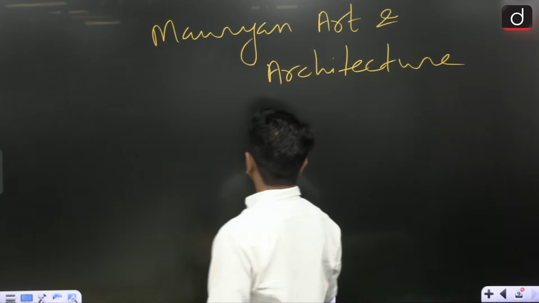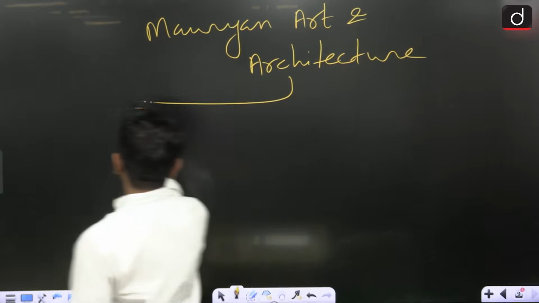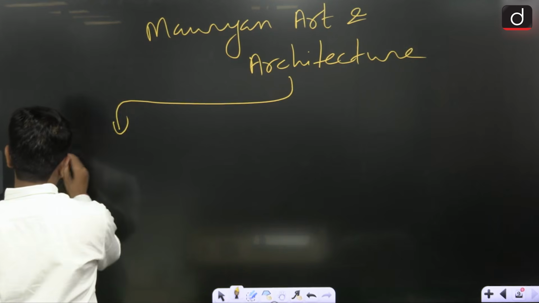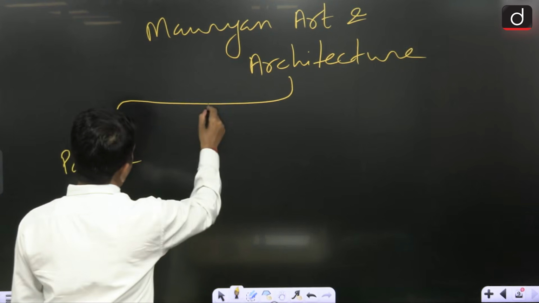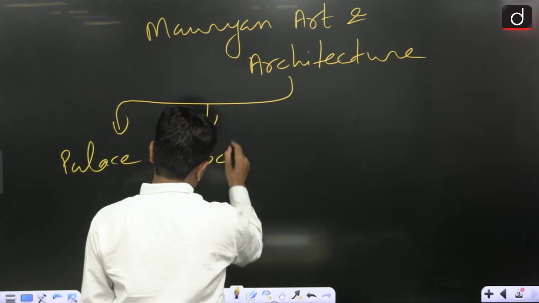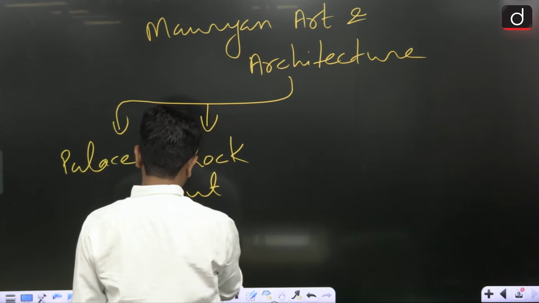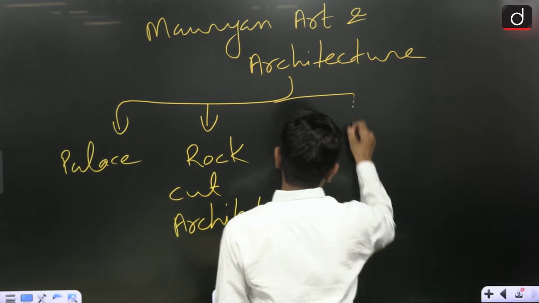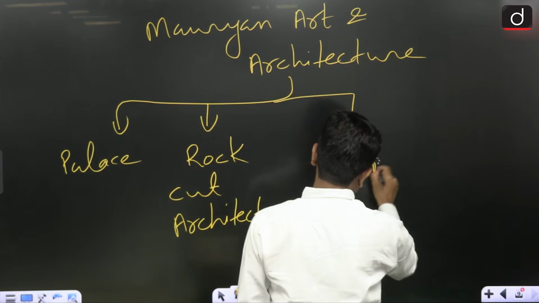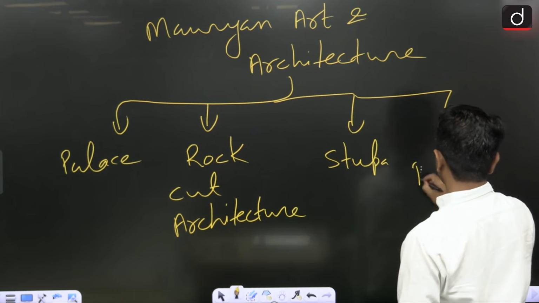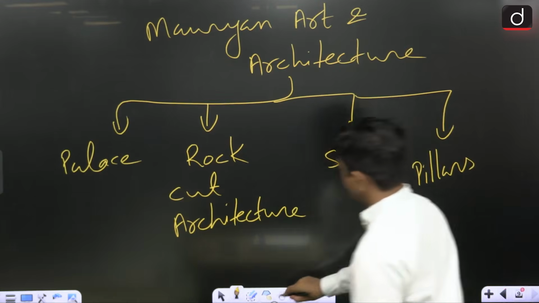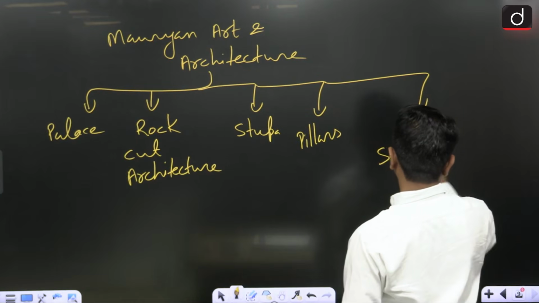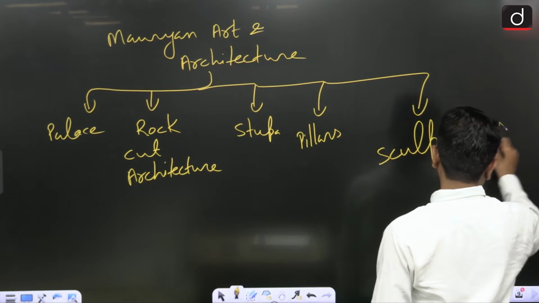Mauryan art and architecture. So here what we have to study under palace, rock cut architecture, then we have stupa, then we also have pillars, and then the sculptures. Clear?